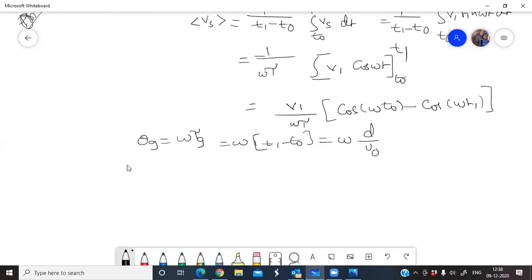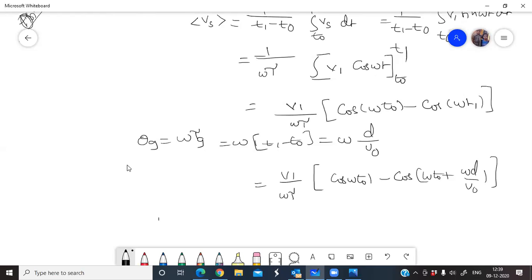Now when you substitute this into the above equation, you can write V1 by omega tau times cos omega t naught minus cos omega t1. In place of omega t1, I want to write omega t naught plus omega d by v naught. Is it okay? So from this, omega t1 equals omega t naught plus omega d by v naught.